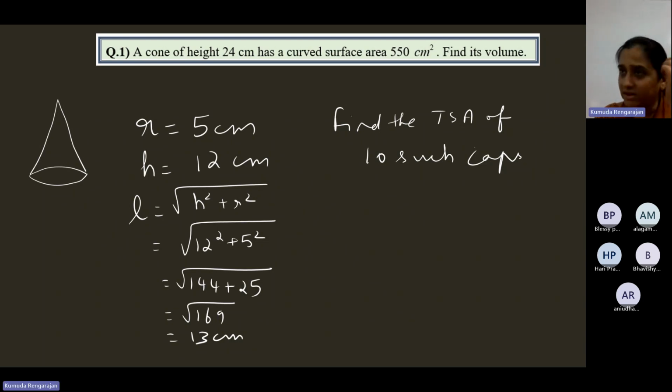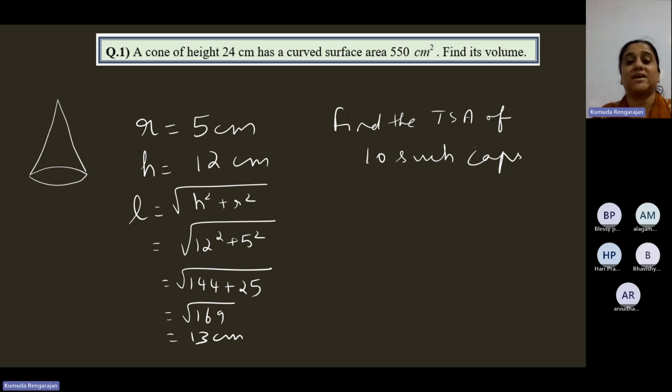So when you're making a birthday cap, you will only build the CSA using paper. That's all you will build. Birthday cap is ready, and then you'll fix one elastic string. The bottom you will not cover. That bottom circle you will not put paper there and cover it. Will you use paper there? No. So what is the area of paper used to make one birthday cap?